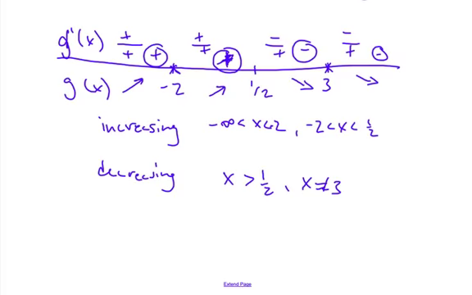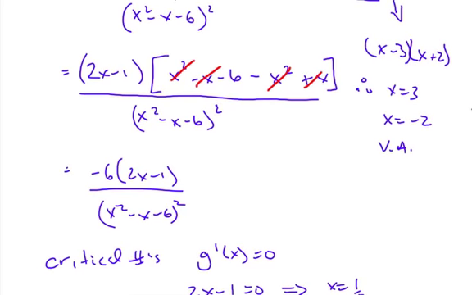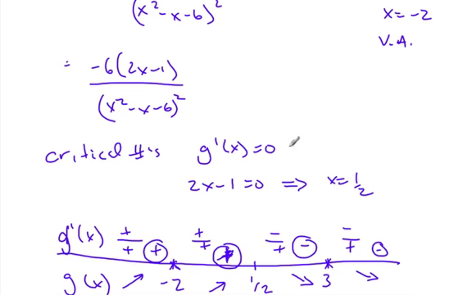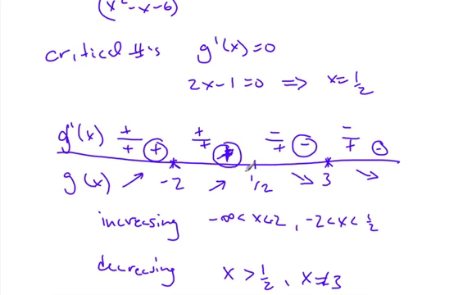So just to recap, find the derivative, set it equal to 0, state the critical numbers, make a number line with critical numbers and the restrictions on the domain, find positives and negatives for the derivative, hence increasing and decreasing for the function.